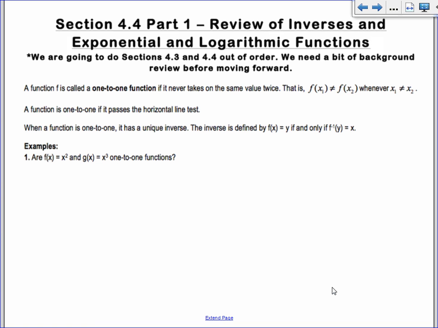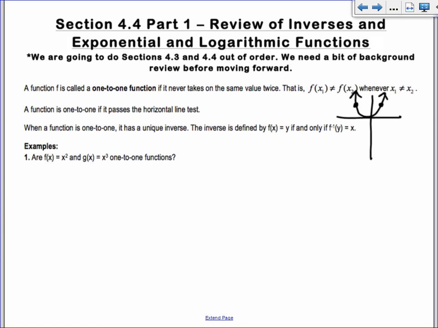All right, so it says a function f is called a one-to-one function if it never takes on the same value twice. One-to-one is kind of like the function rule, the vertical line test, but it's the horizontal line test. You can't have a parabola, because it wouldn't be one-to-one; it takes on the same y value twice. If something is one-to-one, then you can find the inverse. There's a unique inverse that goes with it.